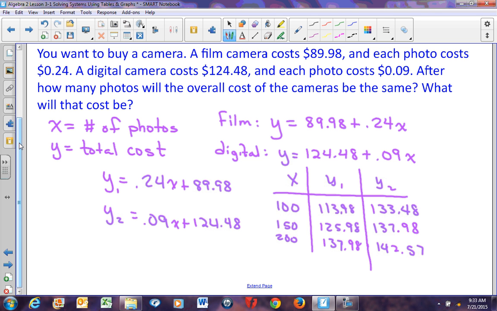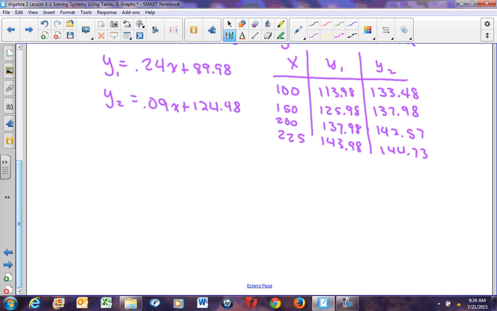Hey, let's look at 220. Getting closer. Alright, so let's just say I start with 225. Okay, 225. I have 143.98 for Y1, and 144.73 for Y2, so they're getting closer. Let's see here, what happens if I have 226? 226, 144.22, and 144.82.